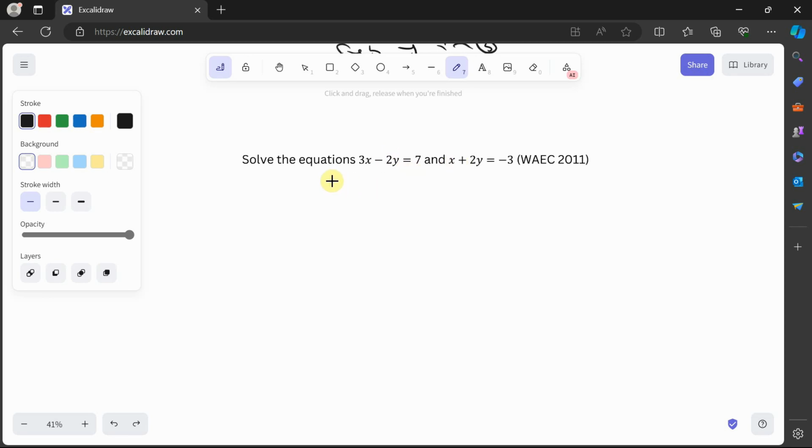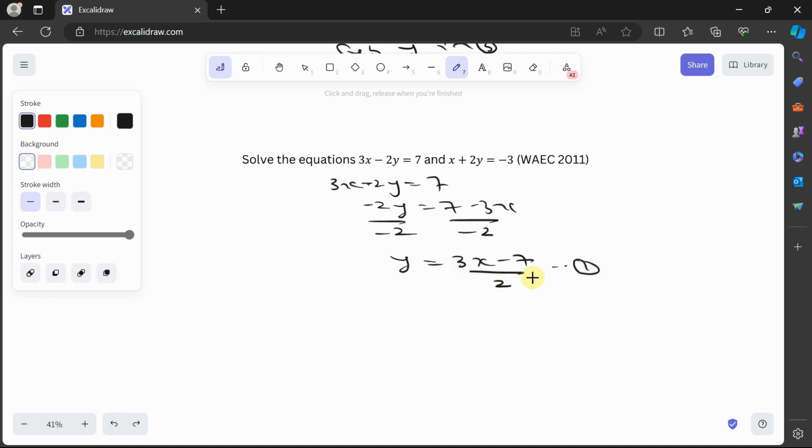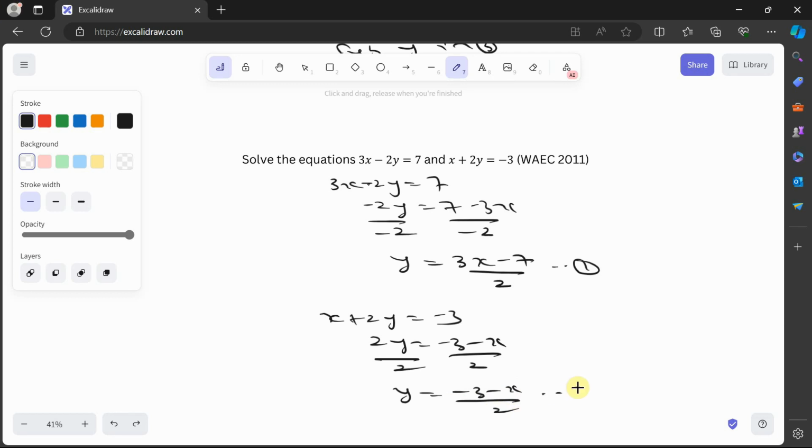So for equation 1, this is 3x minus 2y is equal to 7. If I want to make y the subject of the formula, that will be minus 2y is equal to 7 minus 3x. And if I divide both sides by minus 2, my y will be equal to, I can swap these positions, 3x minus 7 all over 2. You can confirm this. So this is our first equation of y. Now our second equation is x plus 2y is equal to minus 3. So let's make y the subject. That will be 2y is equal to minus 3 minus x. If I divide both sides by 2, that means our y is equal to minus 3 minus x all over 2. So this is our second equation.